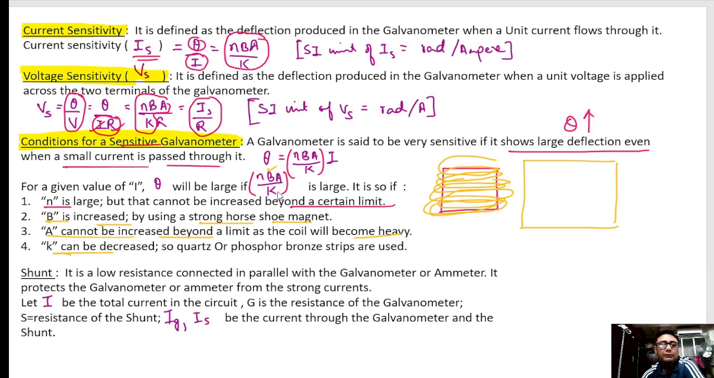K is the restoring torque per unit twist. If I decrease K, we will choose either a quartz or phosphor bronze strip, which has a very, very low K. If K is less, theta will be more, and if theta is more, the sensitivity of the galvanometer will increase.